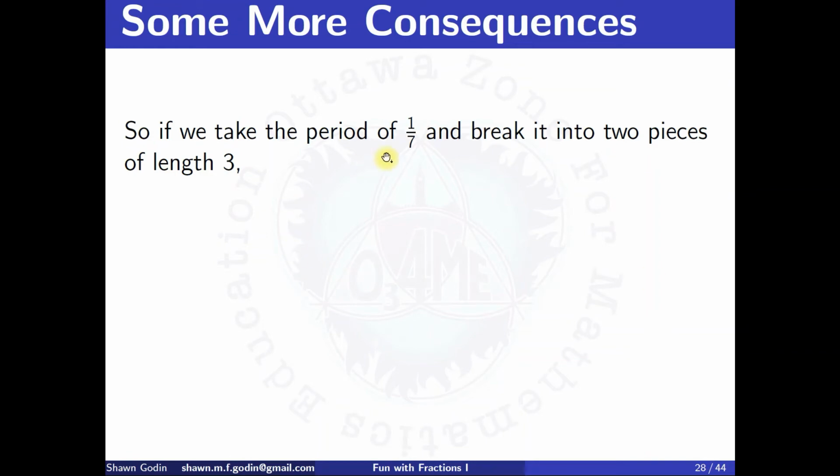So if we take the period of 1/7 and break it into 2 pieces of length 3, those things add to 999. So 142 plus 857 is 999. Or if you look at it, digits that are 3 apart are going to add to 9.